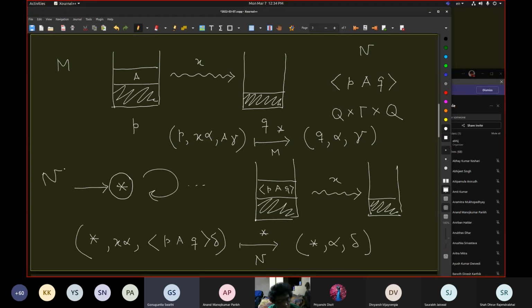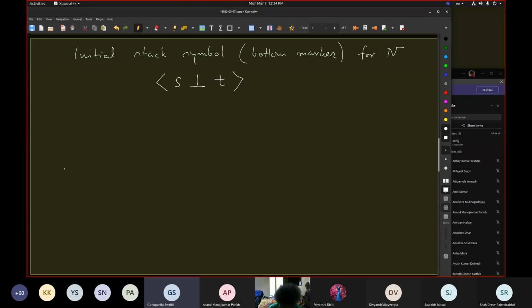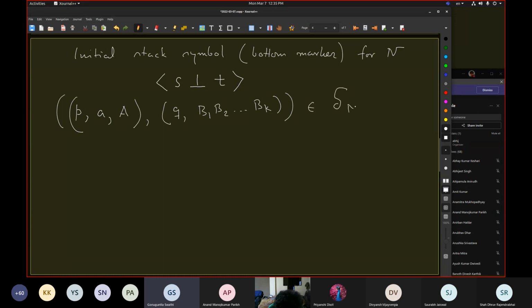So what will be the transitions of N? Let us say that P, A, Q, B1 B2 through Bk is a transition of M. So what does it mean? For some k, k may be 0, k may be 1, k may be 2, k may be 10, something like that, a constant.